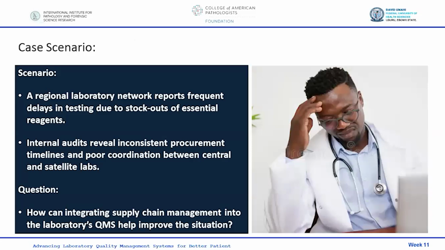Let's look at this case scenario. A regional laboratory network reports frequent delays in testing due to stockouts of essential reagents. Internal audits reveal inconsistent procurement timelines and poor coordination between central and satellite labs. How can integrating supply management into the lab's QMS help improve the situation?